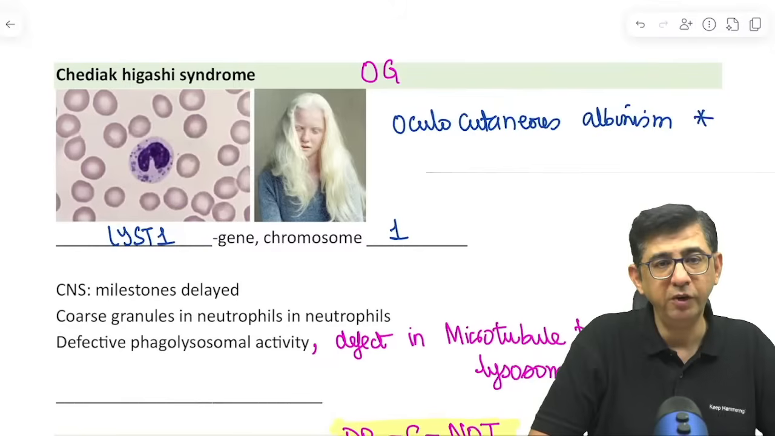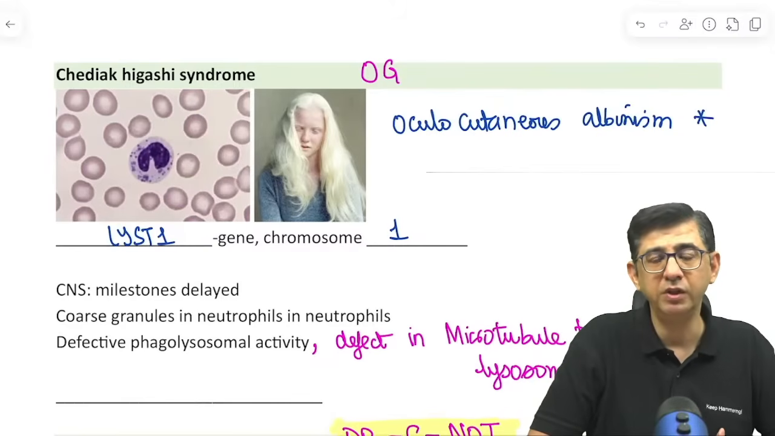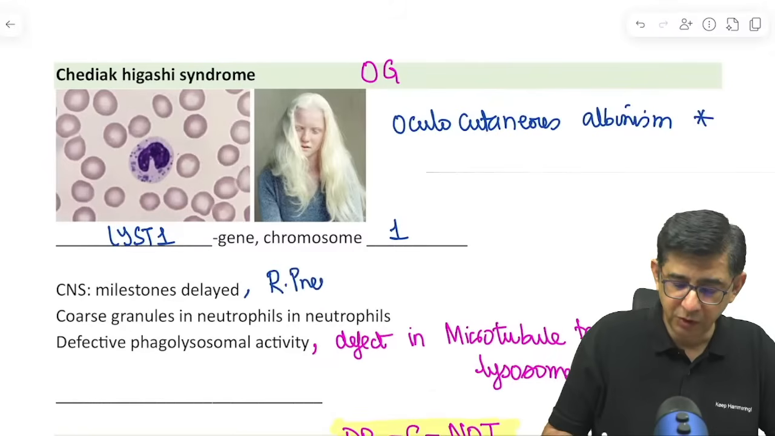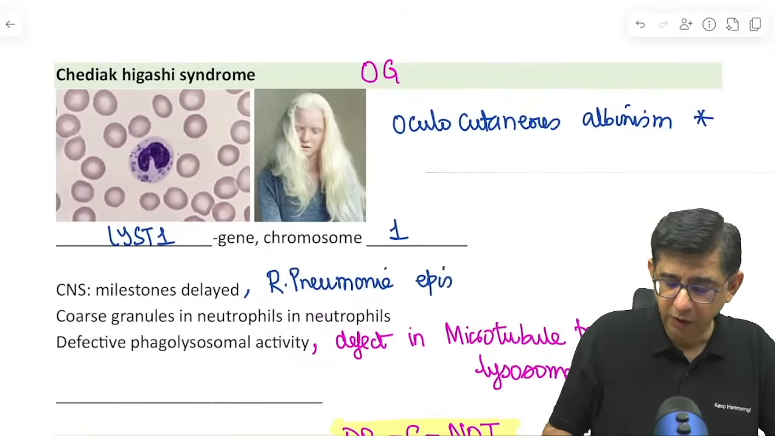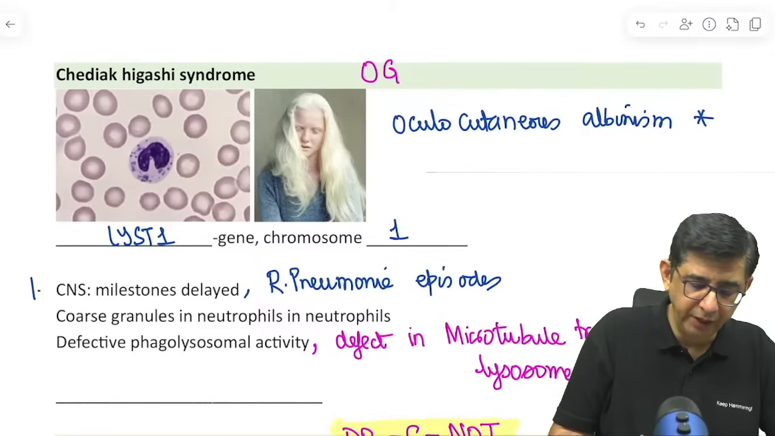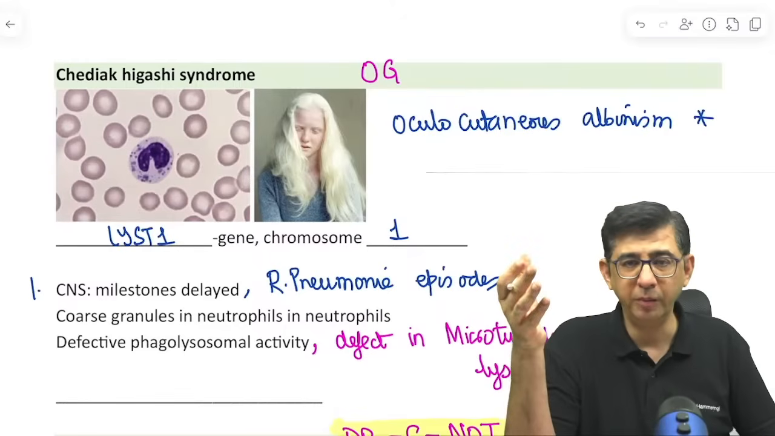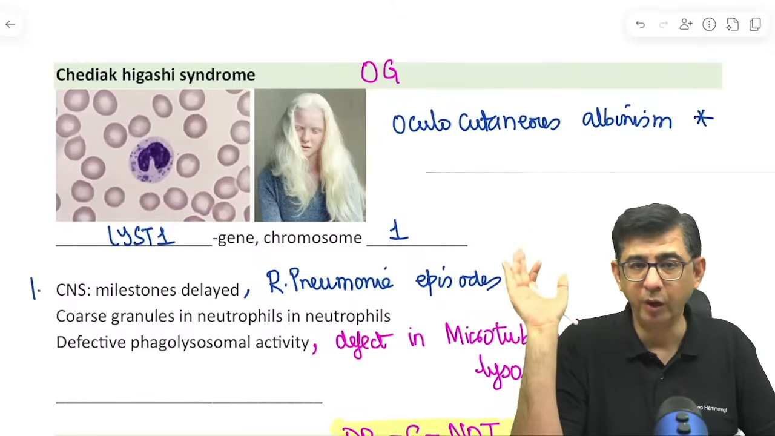First, the examiner will waste your time. How will he waste your time? He will say a child is brought to the hospital, he is having recurrent pneumonia episodes along with delayed milestones. So you might start thinking in terms of Down syndrome also, no? Because the moment I read the first point, delayed milestones, and then I talk about recurrent pneumonia episodes, I will think in terms of possibility of Down syndrome as well.